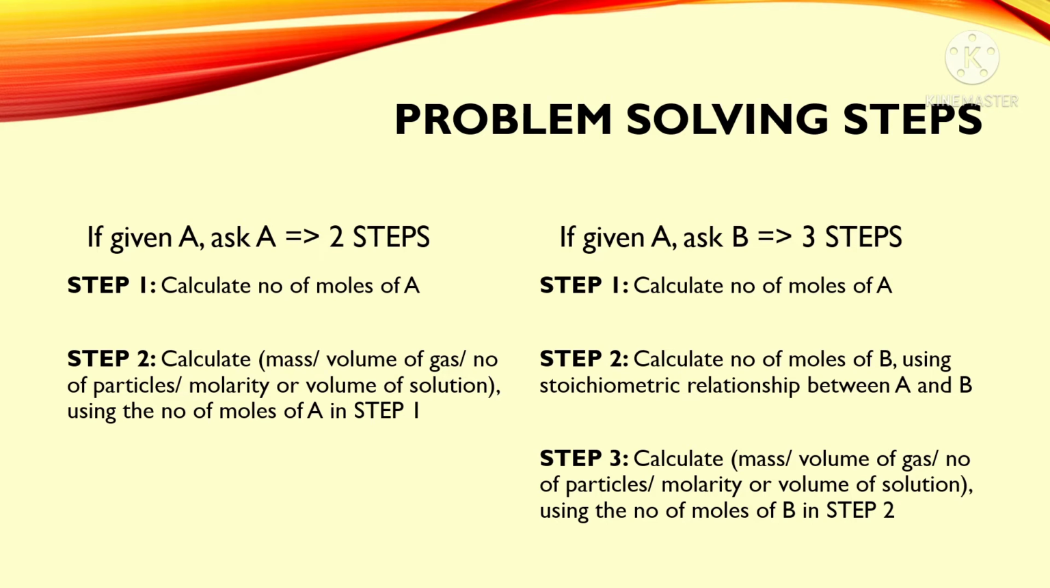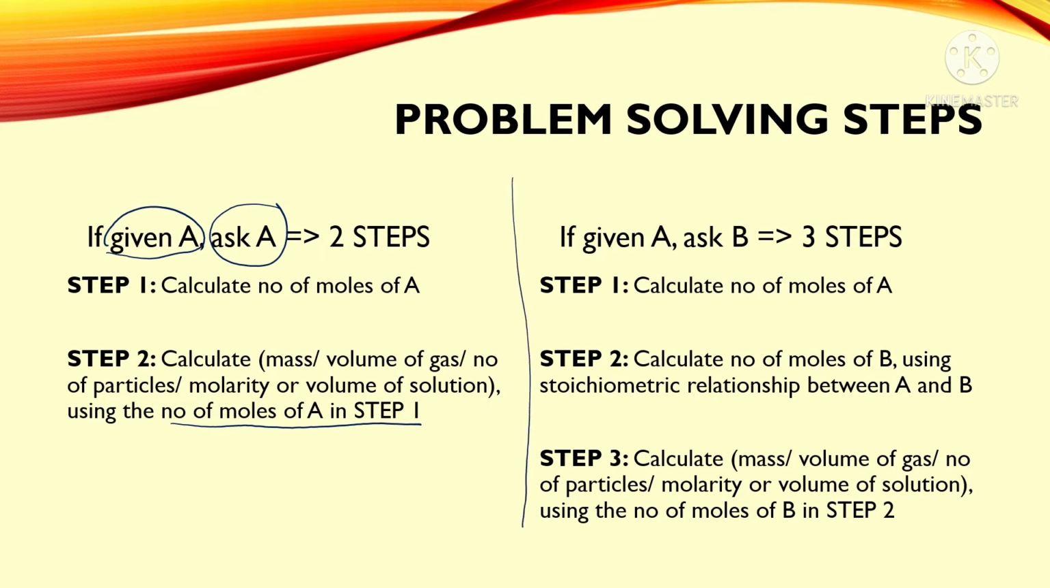If the question gives A and asks for A, then it only involves 2 steps. Step number 1, we calculate the number of moles of A based on whatever information is given to us. And in step number 2, we calculate whatever is being asked using the number of moles of A that we calculated in step 1.